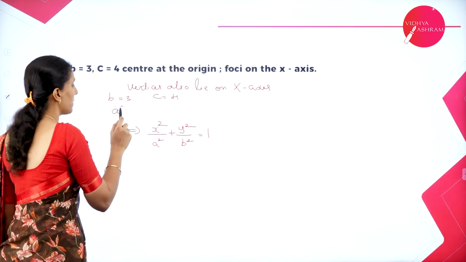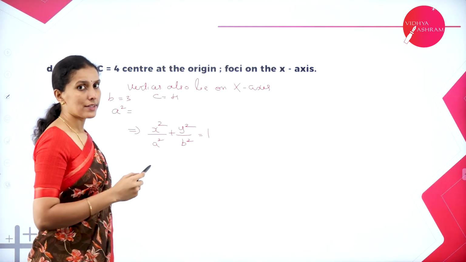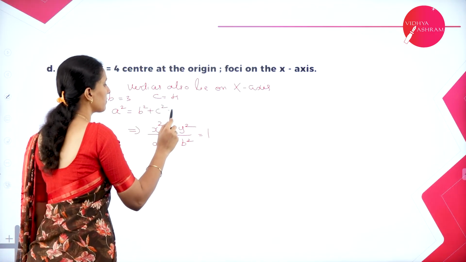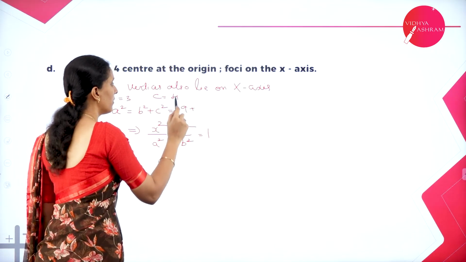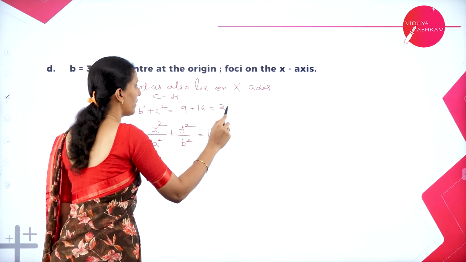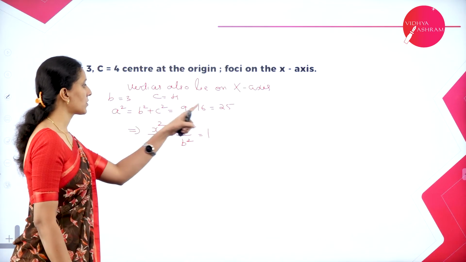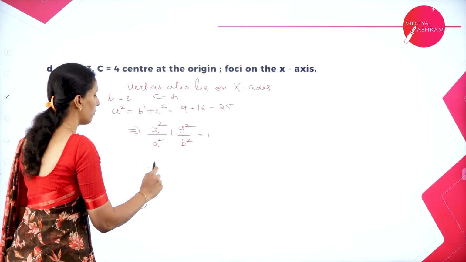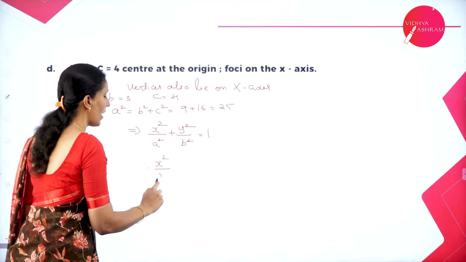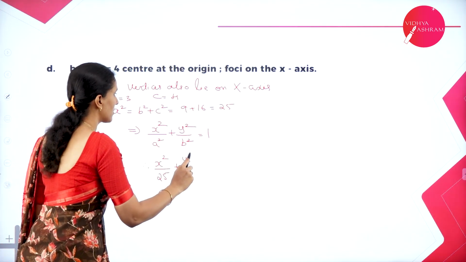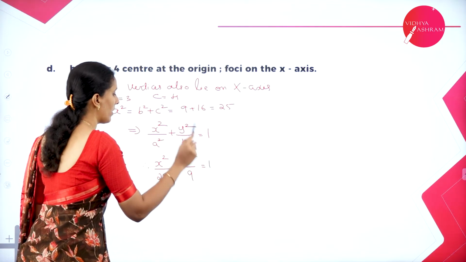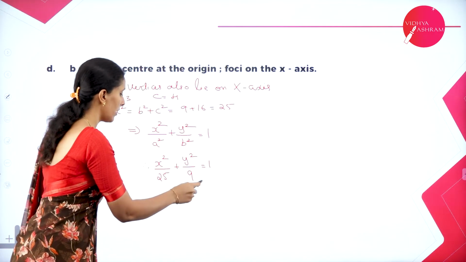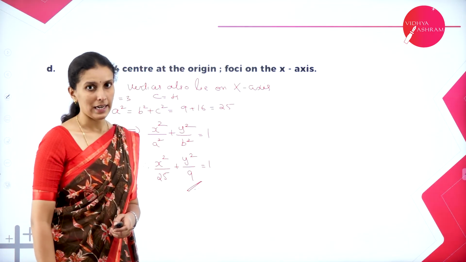We need a. A square is b square plus c square. B square is 9, 4 square is 16, so it is equal to 25. So if a square is 25, we can substitute the value of a square here. Therefore the standard equation is x square by 25 plus y square by 9 is equal to 1. The value of b is 3, b square is 9. So this is the required equation of an ellipse.